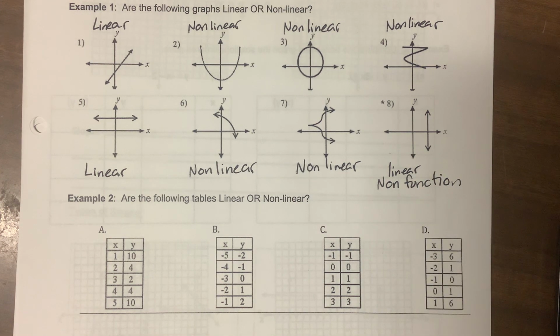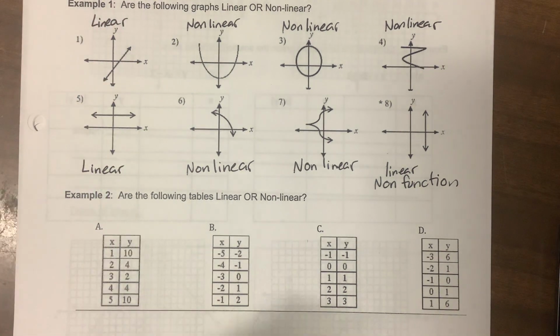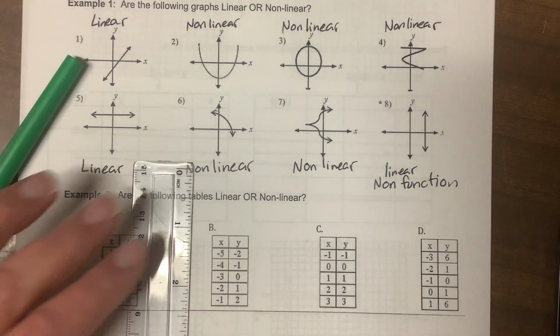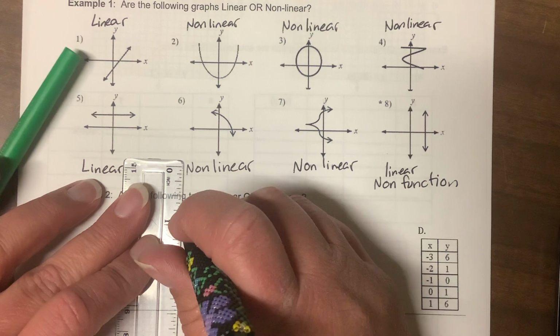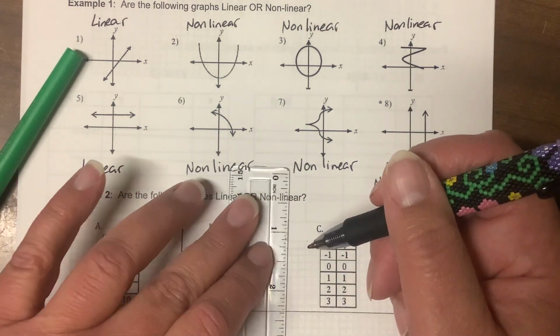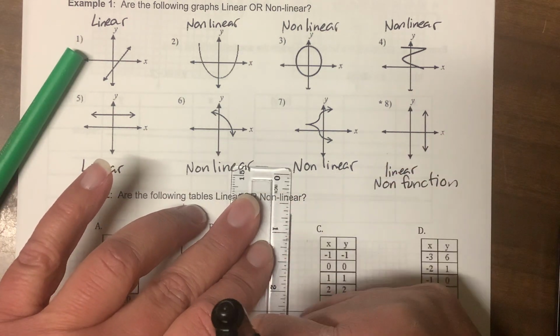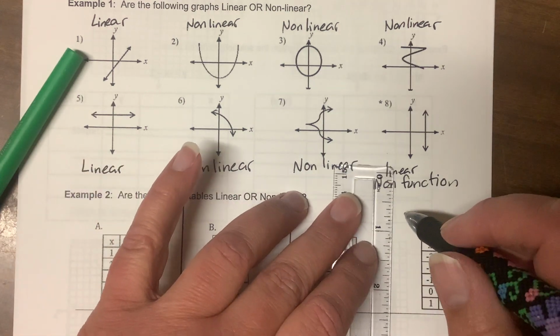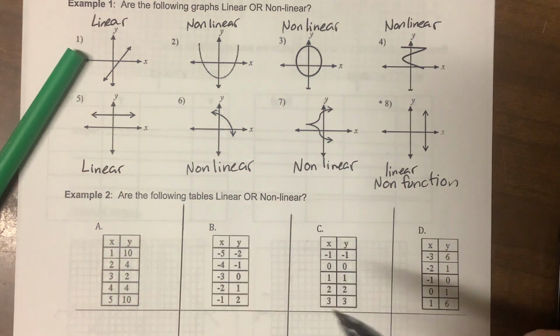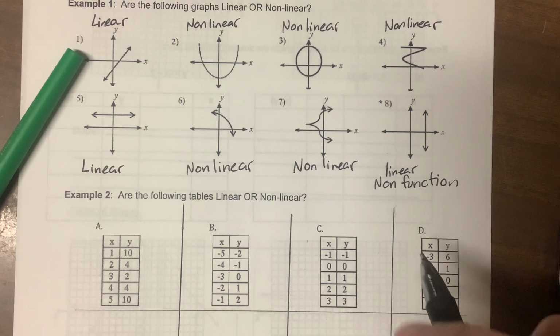Are the following tables linear or nonlinear? Well, we're looking for a constant rate of change. So I'm going to look for the change in x and the change in y, and I'm looking for it to be constant and the same. But I also know me, and I am going to divide this up a little because if I don't, I'm going to end up making a mess out of my paper and writing all over the place. So just let me divide that up. Probably should have done it on your papers too.